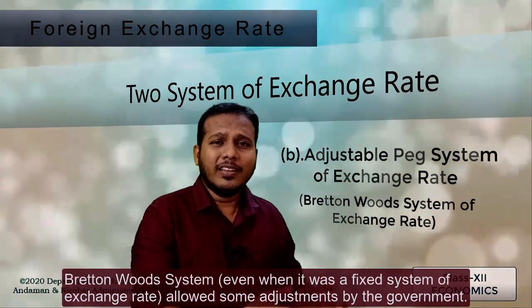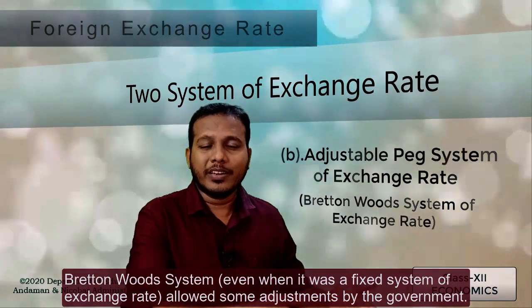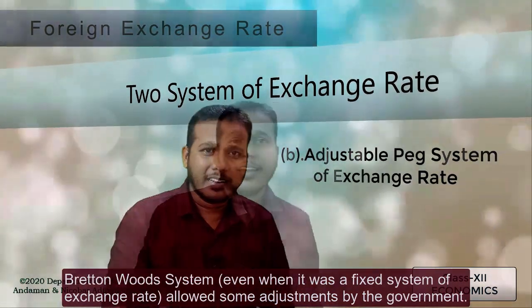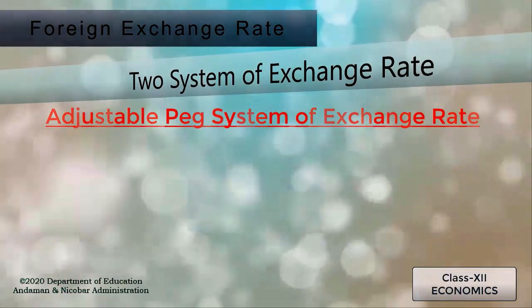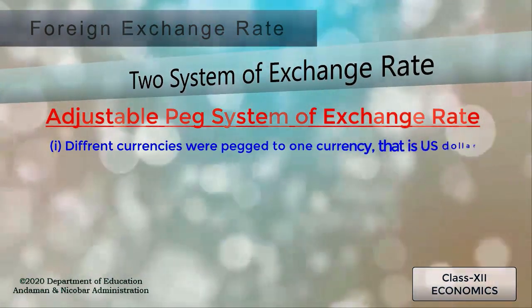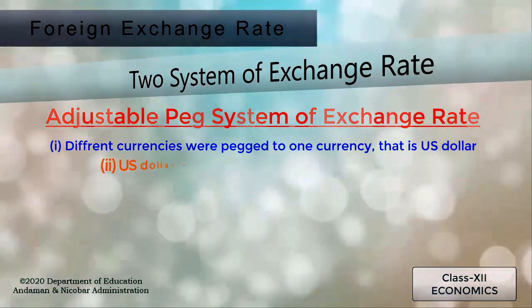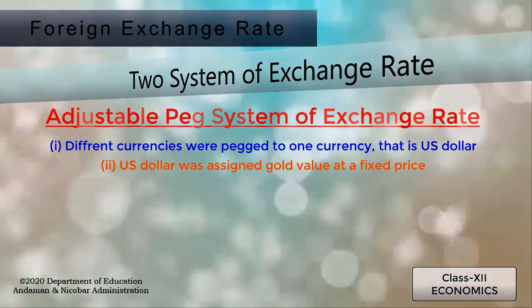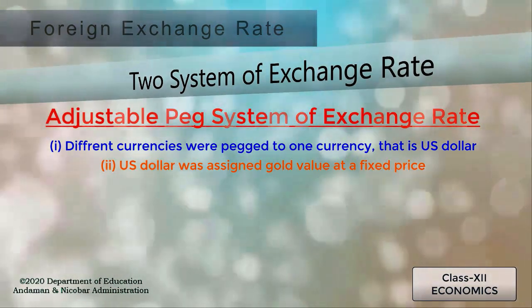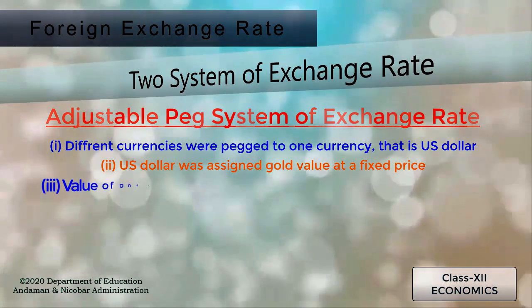So when this system is adopted, we can see some adjustments which have been taken into this system of exchange rate. Let us see one by one. Different currencies were pegged to one currency, that is the US dollar. In place of gold they utilized the US dollar as the unit. The US dollar was assigned gold value at a fixed price.